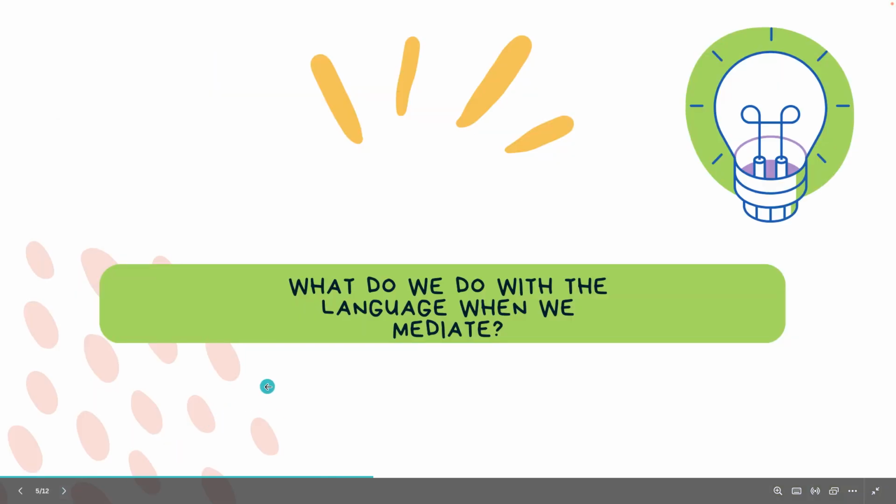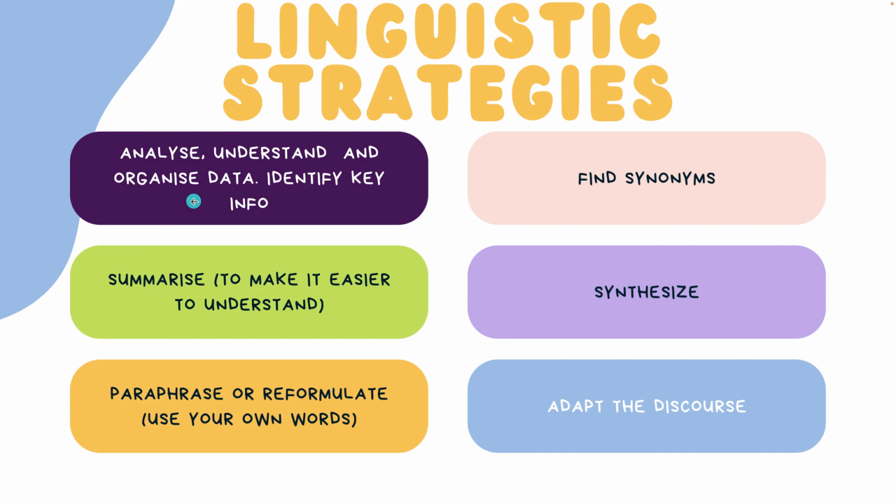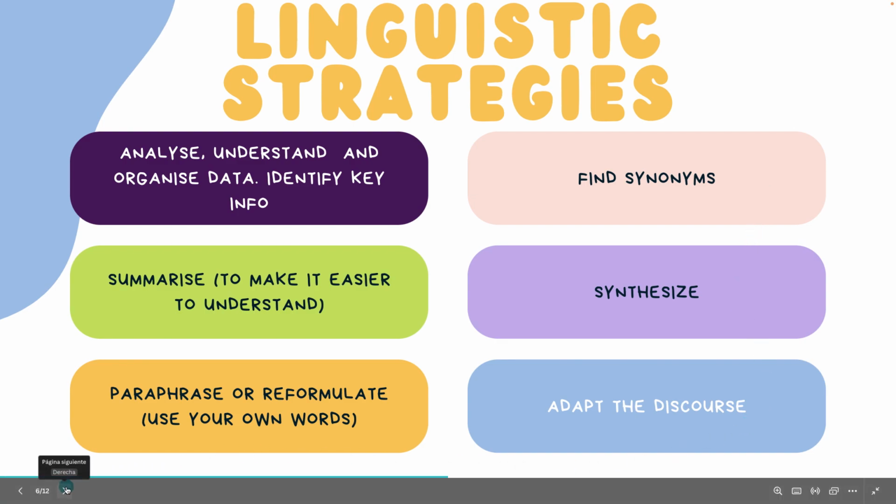Okay? What do we do with the language when we mediate? What things do we do? Well, we analyze, first of all, we understand and we organize data, and we identify key information. Then we summarize it to make it easier to understand. We paraphrase or reformulate, we use our own words. For that, we find synonyms, we synthesize, and we adapt the discourse.